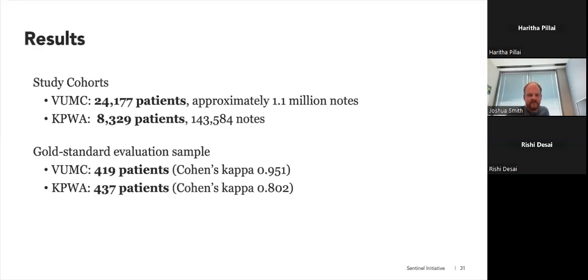The results. So at VUMC, our cohort consisted of 24,177 patients, and those patients had approximately 1.1 million notes in their catchment windows, which is that plus or minus 30 days around the index date. At KP Washington, they had 8,329 patients and approximately 143,000 notes. For our gold standard evaluation samples at each site, we had about 419 patients at VUMC and 437 patients at KP Washington that we were able to review. And inter-rater agreement was fairly high for both sites. We had a Cohen's kappa of 0.95 at VUMC and 0.8 at KP Washington.